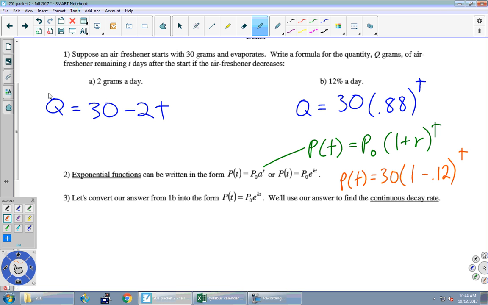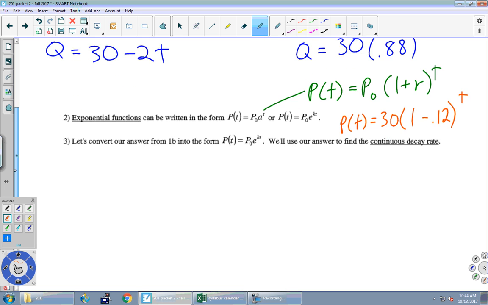Number 3 says, oh, okay, and then the e to the kt, that's just another way to write the formula. It would change the way that it looks, but if you graphed it, it would look exactly the same. E is around 2.7. You've seen that number before. And there's a keyword that tells you to use the second formula, and that's the word continuous.